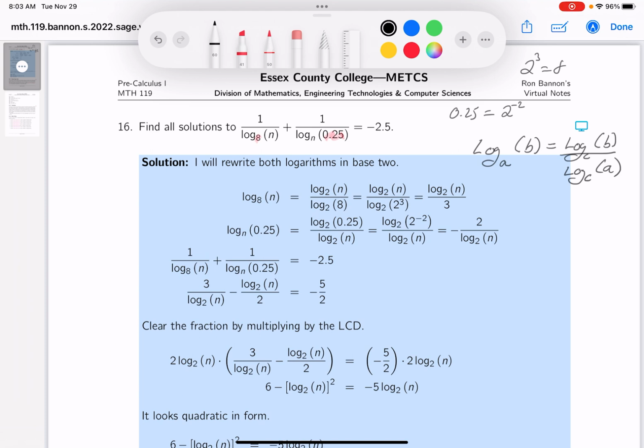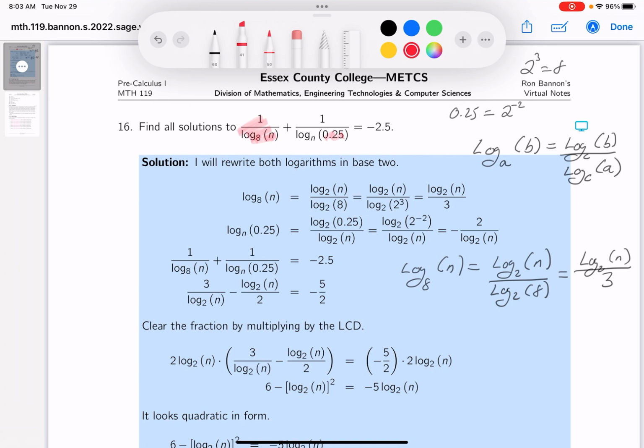I'm going to rewrite the log base 8 of n, and I want to write it as a base 2 problem. So it's going to be log base 2 of n over the log base 2 of 8. And log base 2 of 8 is just 3 because 2 cubed is 8. So it's 3. Now, I'm going to claim this term is done.